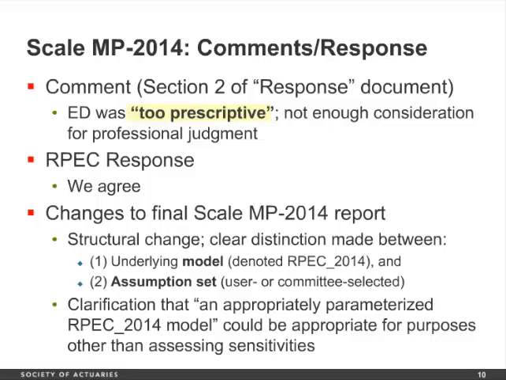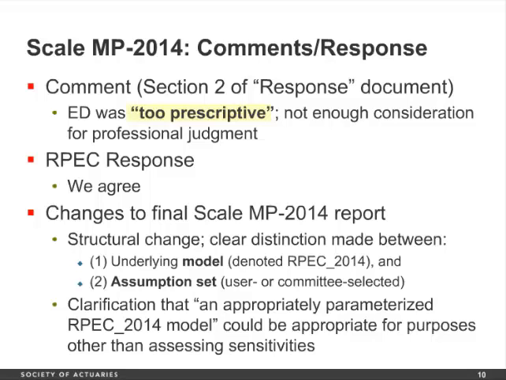The other thing we wanted to make clear is this concept of an appropriately parameterized RP-2014 model. I know it's a mouthful, but that's a phrase that we used a lot in the final report, and basically it says that if you can justify a set of assumptions that you feel is appropriate for the application at hand, that could be appropriate for purposes other than just assessing sensitivities. It can be appropriate for measuring obligations.